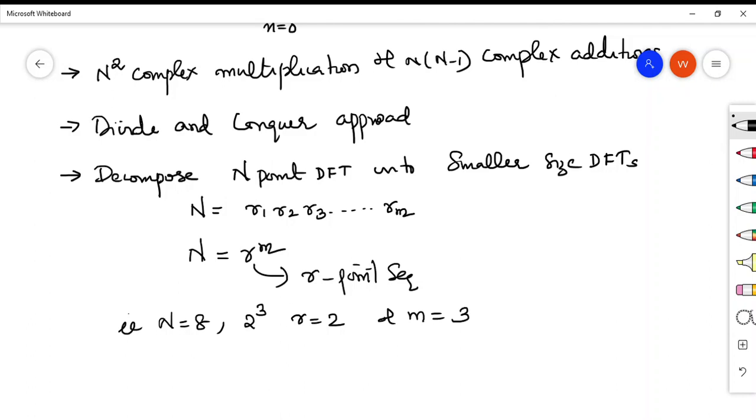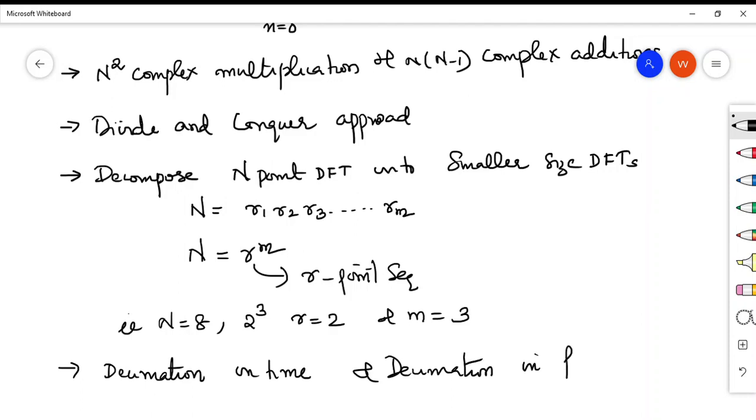So what you are having is three stages. Three stages means first you have a 2-point sequence, then a 4-point sequence, then an 8-point sequence. Like that, you will divide your N-point sequence into 3 stages. Okay, so this is done using two methods: one is decimation in time and the other is decimation in frequency.